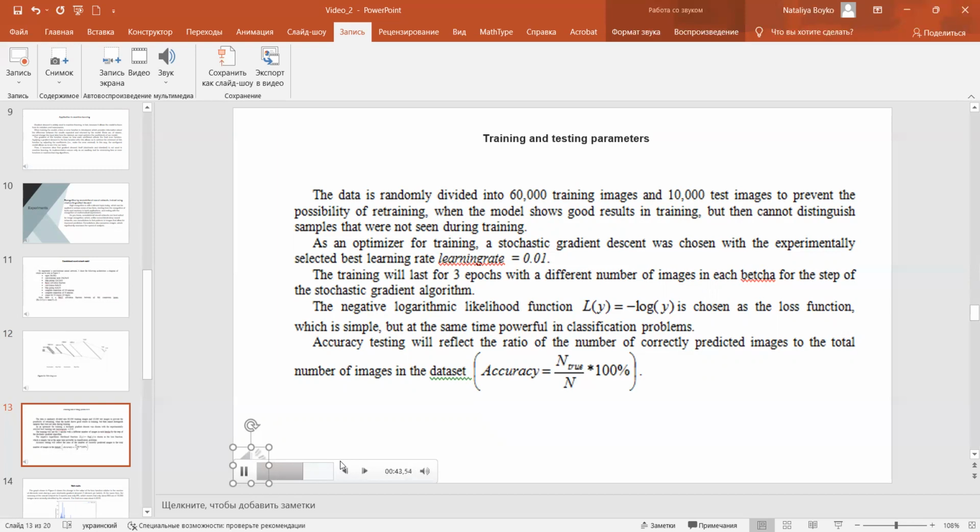The negative logarithmic likelihood function, L of y equal minus logarithm of y, is chosen as the loss function, which is simple but at the same time powerful in classification problems. Accuracy testing will reflect the ratio of the number of correctly predicted images to the total number of images in the dataset. Accuracy equal n of true over n multiplied by 100%.